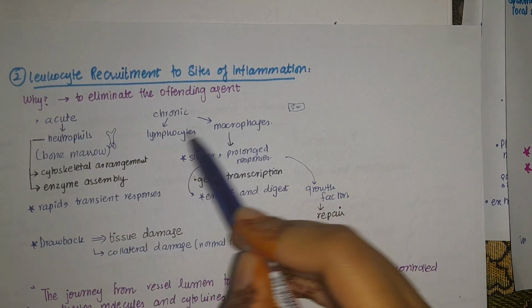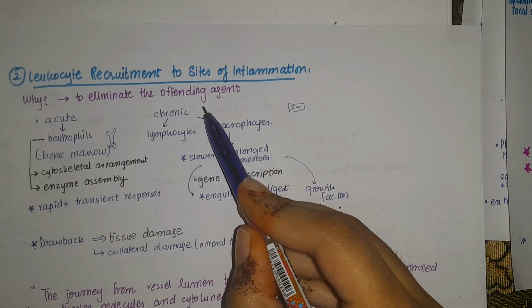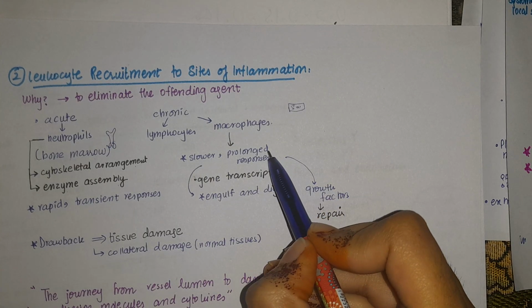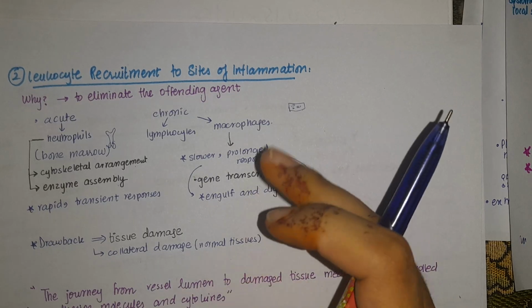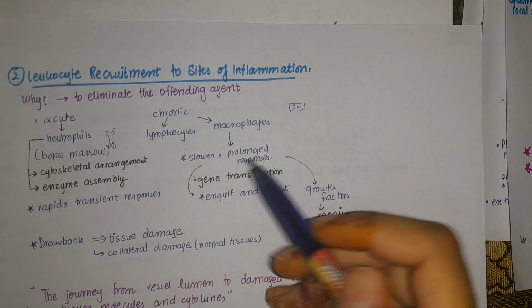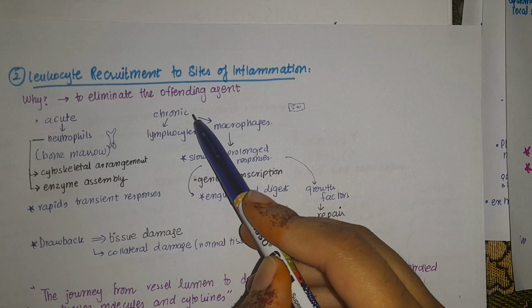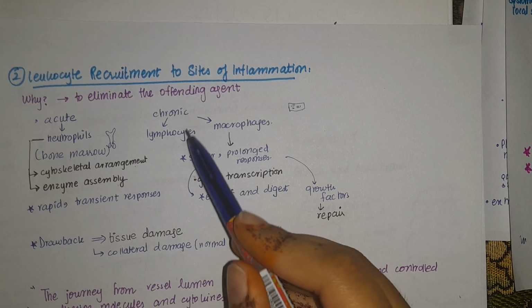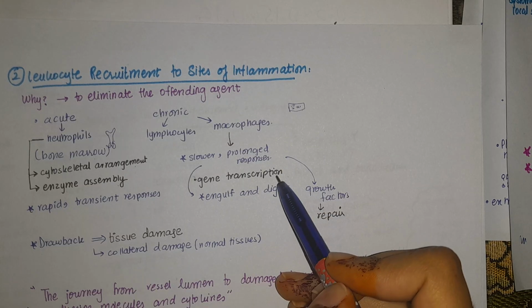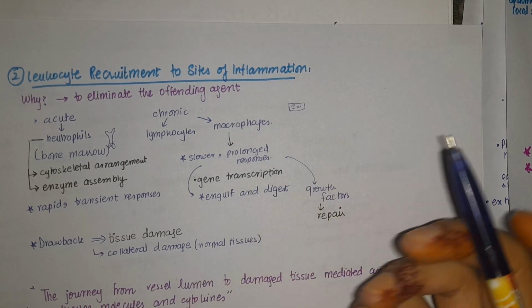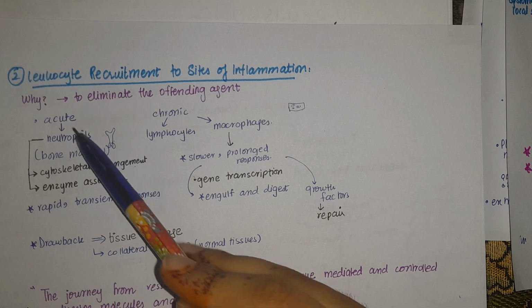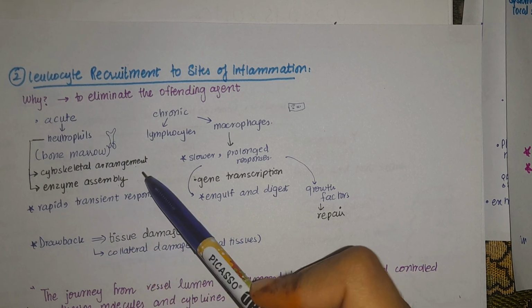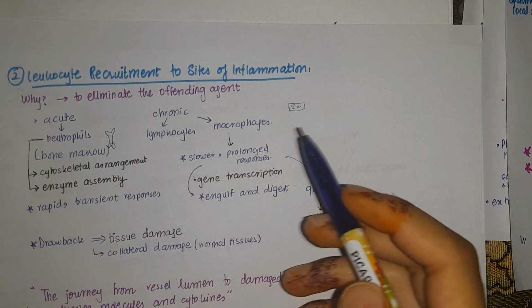That is why they are involved in acute inflammation. Why are lymphocytes and macrophages involved in chronic inflammation? Because they are slower to come to the site. They are slower, but they produce more potent and more prolonged responses. That is why they are involved in chronic inflammation. They act through gene transcription, by affecting protein synthesis in the offending agent, whereas in acute inflammation it is done by cytoskeleton arrangement or by enzyme assembly. So these are the major differences that you can write between them.